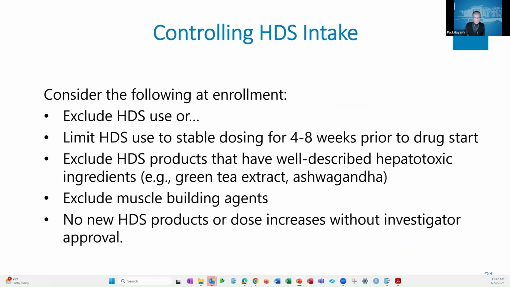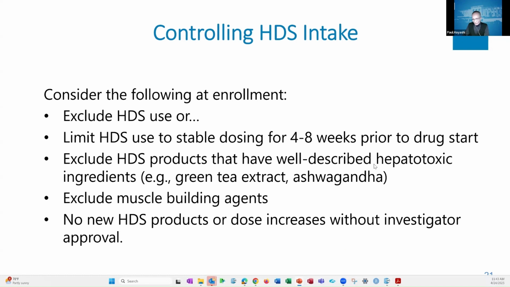So what I usually recommend is, the cleanest thing would be to just exclude HDS use, but I know that's difficult and it could hurt your enrollment. But I would say this, limit the HDS use to stable dosing for 4 to 8 weeks. I like 8, but we had a cancer trial and patients were desperate. They don't want to wait 8 weeks. So, 4 maybe, but make sure they're doing well and they're on stable dosing.